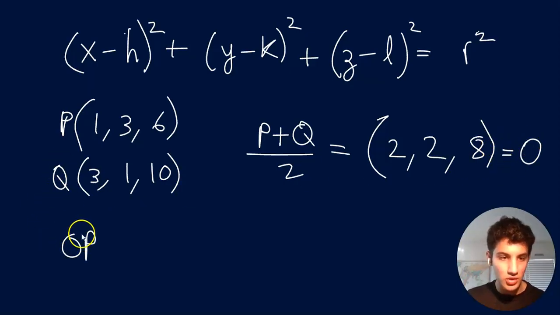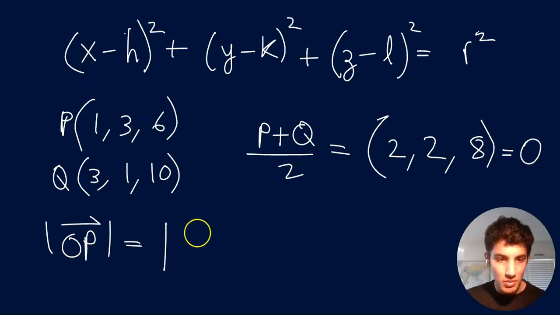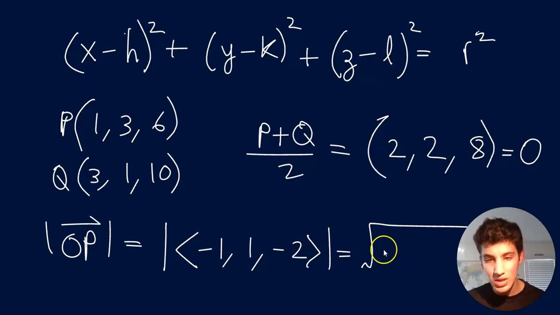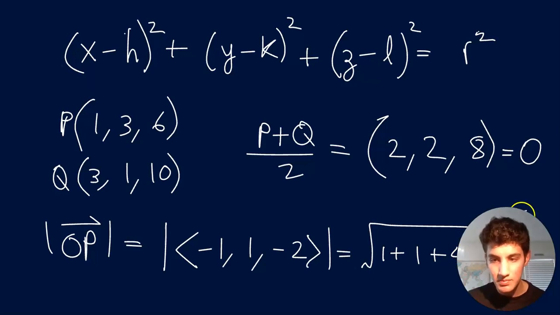So what is the magnitude of OP? Well, let's think about it. It's going to be the magnitude of P minus O. So 1 minus 2, that's negative 1. 3 minus 2 is 1. 6 minus 8, negative 2. And what is this going to be? It's going to be the square root of negative 1 squared is 1, plus 1 squared is 1, plus negative 2 squared is 4. So 1 plus 1 plus 4, that's just root 6.